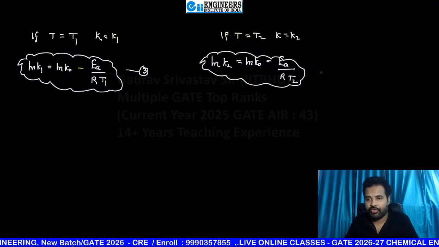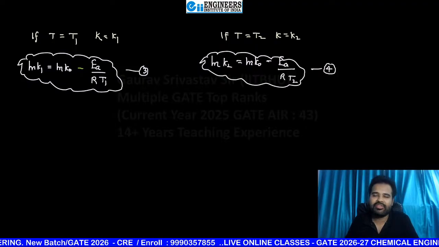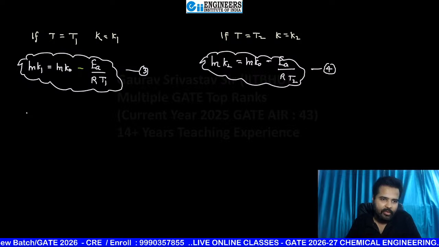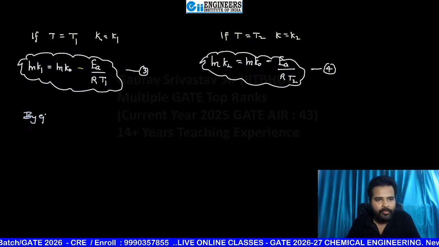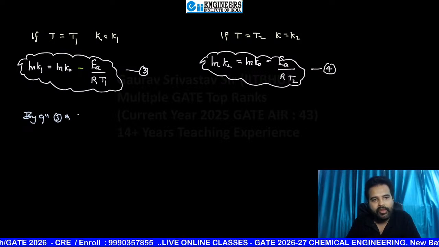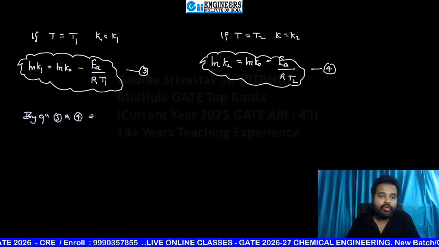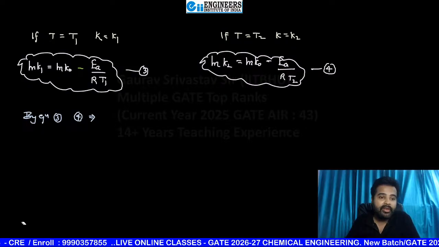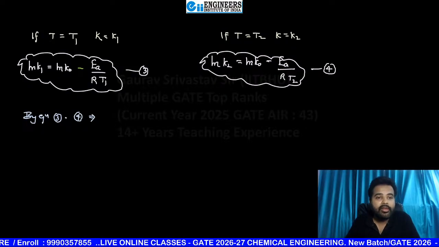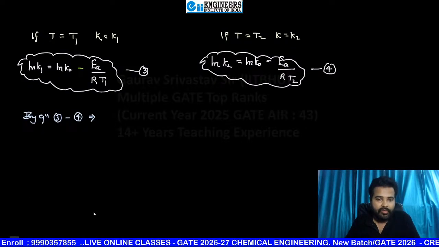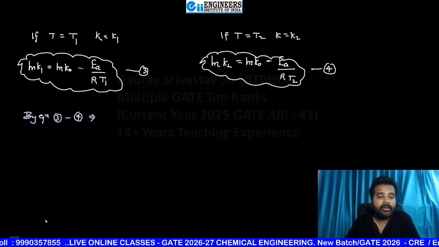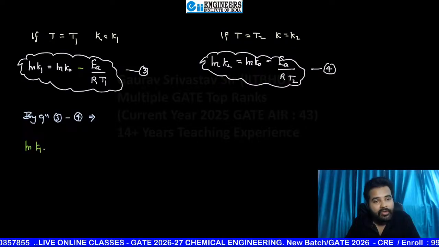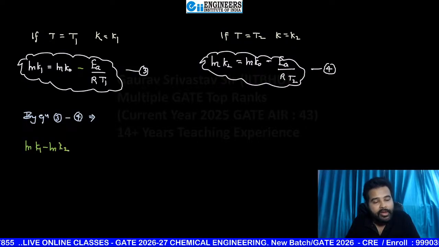I hope each and every student is crystal clear, because this time just I am doing general mathematics here. So now by equation 3 and 4, if you are going to subtract 3 minus 4, what will we get? अभी 3 minus 4 करने पे क्या मिलेगा? Just see here. So ln of K1 minus ln of K2.